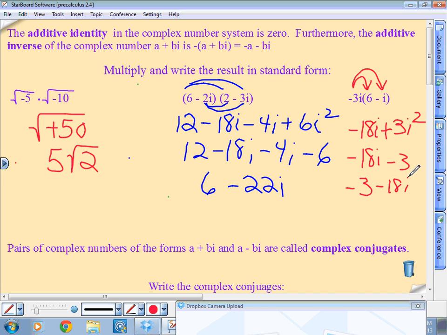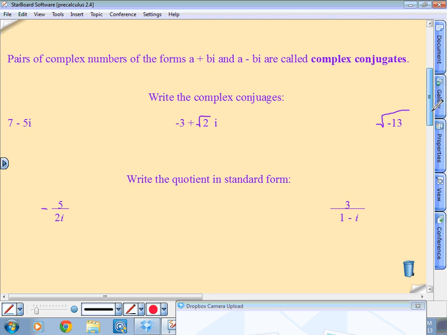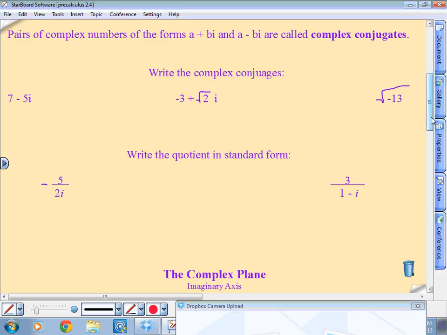Okay. Good. So adding, subtracting, and multiplying works pretty well, right? You know how to do that pretty good. Pairs of complex numbers with the forms a plus bi and a minus bi are called complex conjugates. Okay? And the reason we're going to do the complex conjugates is so that we can rationalize denominators. We don't want these imaginary numbers and these radicals in our denominator. So the first three are just practicing. So what's the complex conjugate of 7 minus 5i?